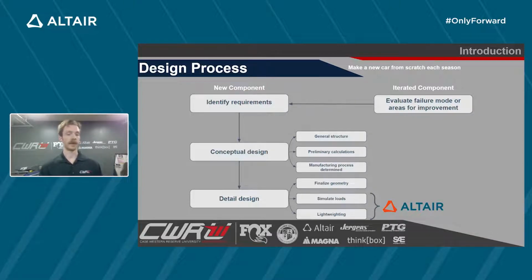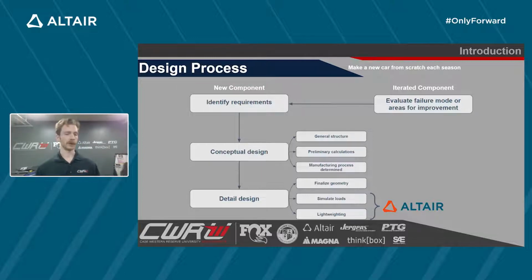Then we move into identifying our requirements and how our part can fulfill these requirements before moving into the conceptual design phase, where we come up with our general geometry, preliminary calculations to prove the concept, as well as choosing generally how the parts could be made. We present these designs to general body, and we get feedback on our designs from our faculty advisor before moving into the detailed design phase. Here's where we finalize geometry, and we also simulate our loads to make sure that the part will not fail under normal operation. And this is where Altair Inspire really comes into play, under our simulation and our lightweighting.